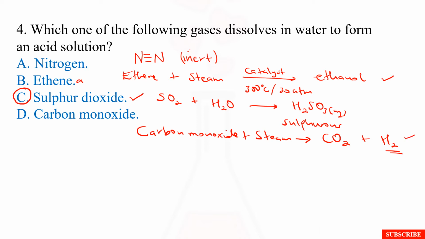But take note, we are dealing with water at room temperature. So the best answer becomes C, sulfur dioxide. Most dioxides dissolve in water to form acidic solutions. Almost all oxides of nonmetals tend to form acidic solutions when dissolved in water.